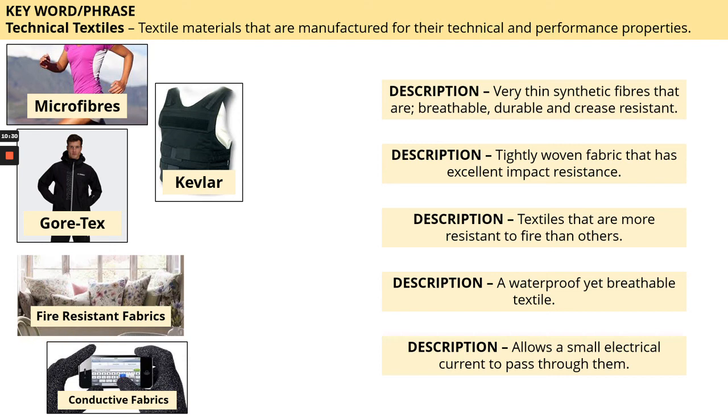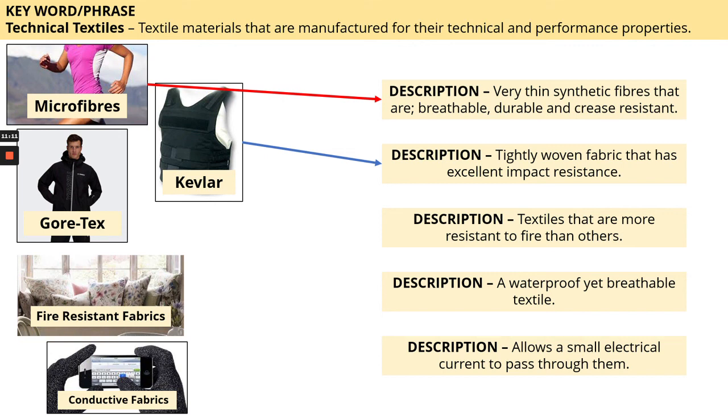So let's go with the description at the top right. A technical textile that is made of very thin synthetic fibers that are breathable, durable, and crease resistant. Which technical textile are we talking about? If you said microfibers, you are correct. The next one, tightly woven fabric that has excellent impact resistance. Are we talking about Kevlar, Gore-Tex, fire-resistant fabrics, or conductive fabrics? We are talking about Kevlar.